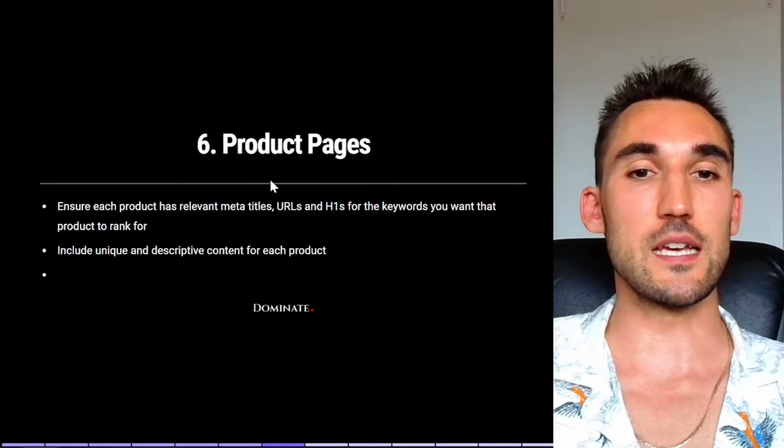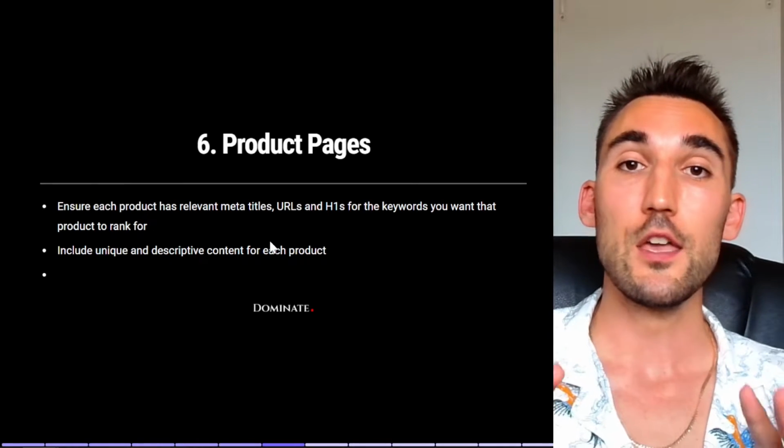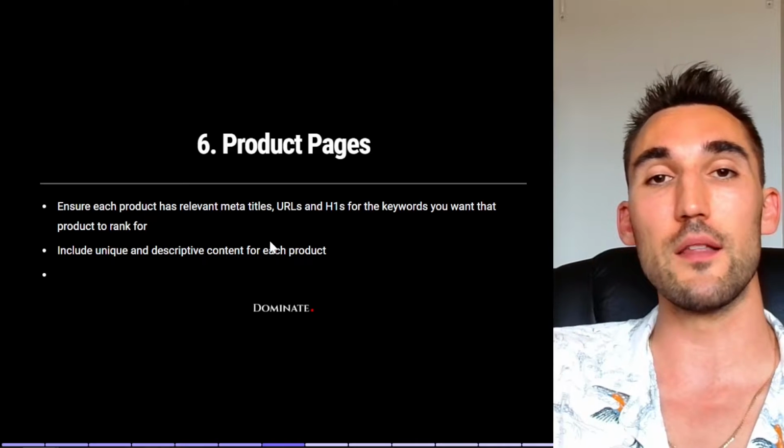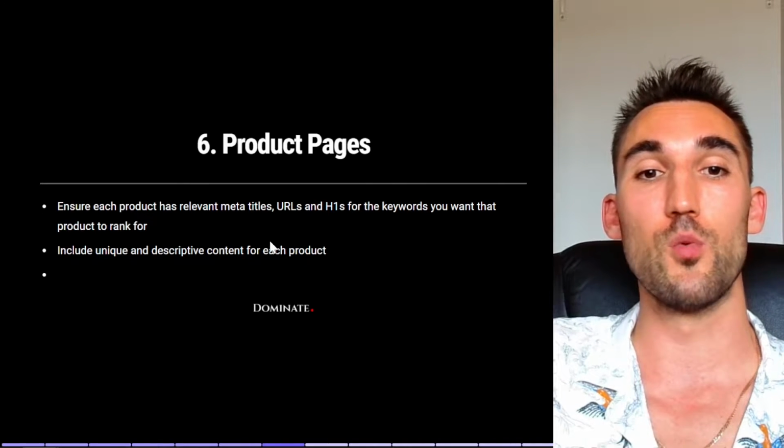Now, number 6 is the product pages. I just showed you how to do the product pages as well. You want to make sure that each product has relevant meta titles, URLs, and H1s for the keywords you want to rank for.